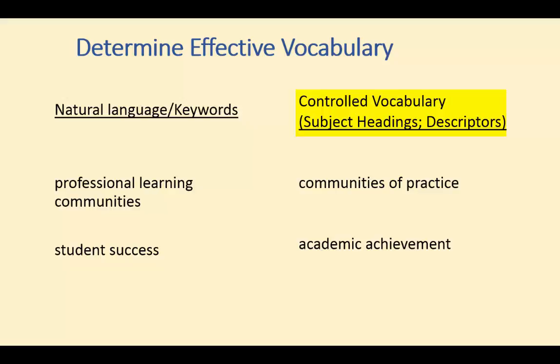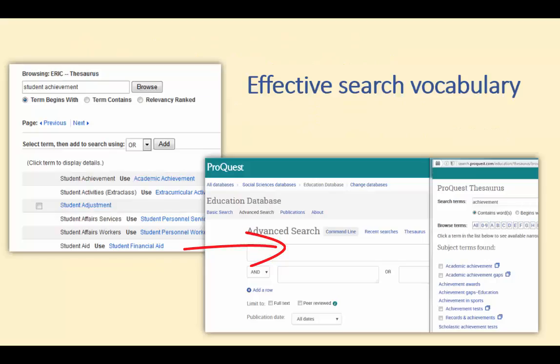Within a database system, these standard tags are assigned to articles by human indexers as a consistent way to describe the content of the articles within that system. In the ERIC database, the subject heading most synonymous with professional learning communities is communities of practice. The subject heading most like student success is academic achievement.